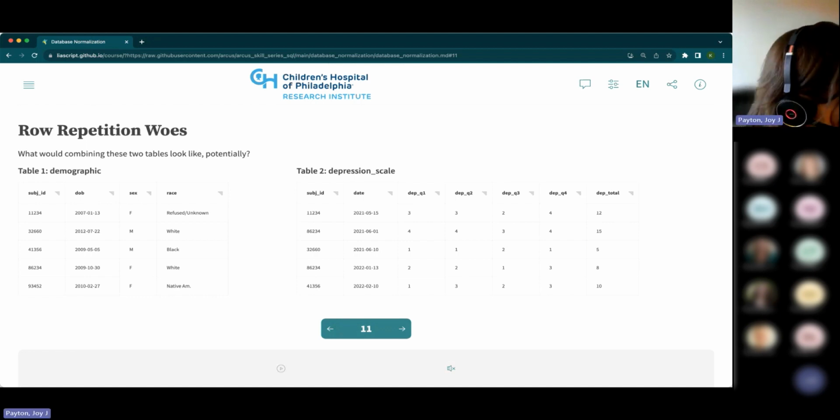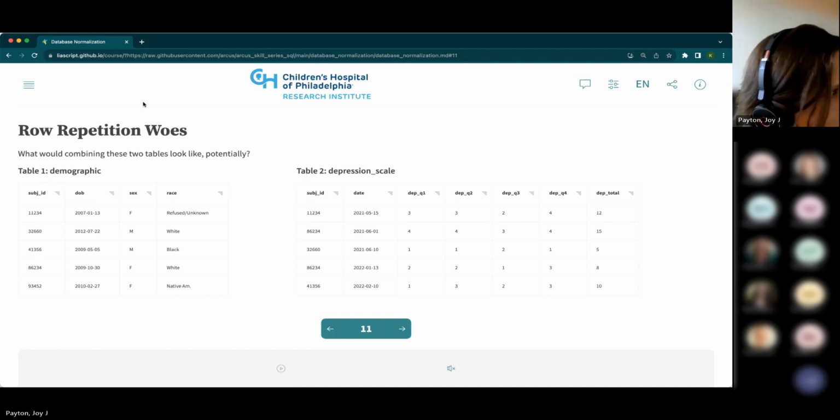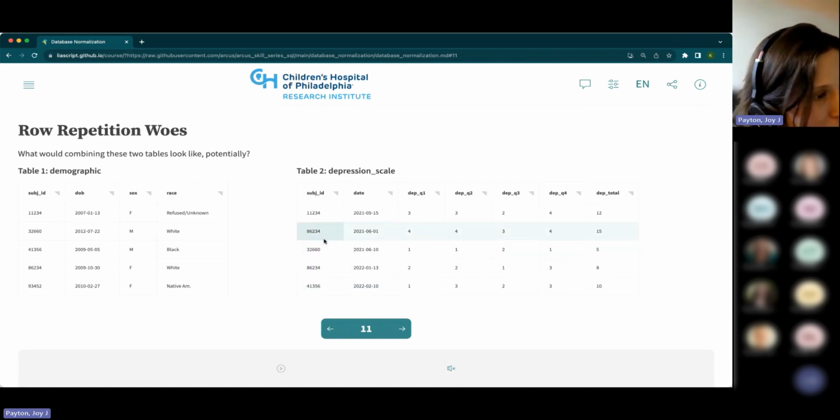How many rows would you have? Would you have any empty cells, maybe? Do you see any issues, any problems? Maybe you see that there's a subject that appears in one table, but doesn't appear in the other table. What do you do with 86234, who appears twice? What does that mean?